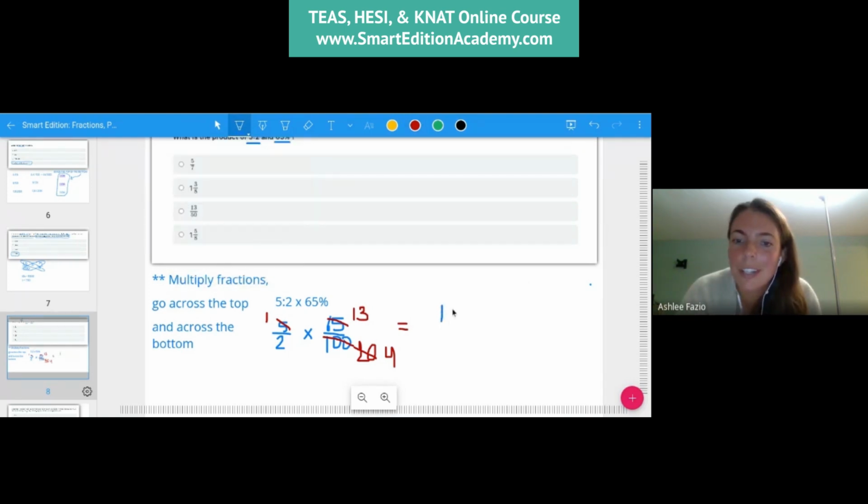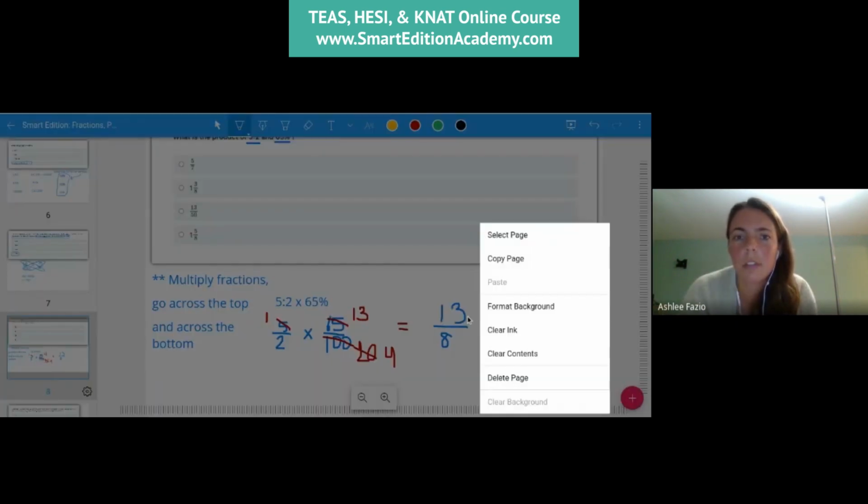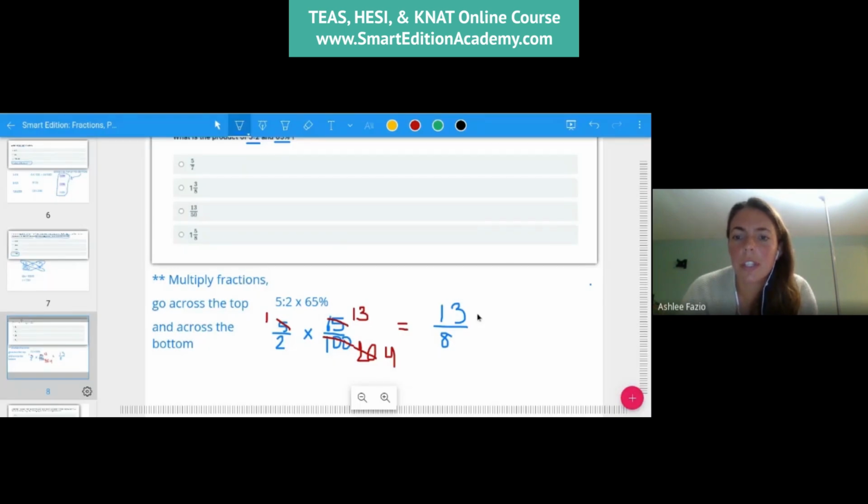Once I go through and do this, now I just have to go 1 times 13, which is just 13. And then 2 times the 4, that's all I had left over after I divided by 5 a couple times, and that's 8. So 13 over 8. If I look at my options, that's not a solution, but I just have to convert this into a mixed number. I know that 8 goes into 13 one time, and that would leave me with 5 left over. So 1 and 5/8 would be my solution.